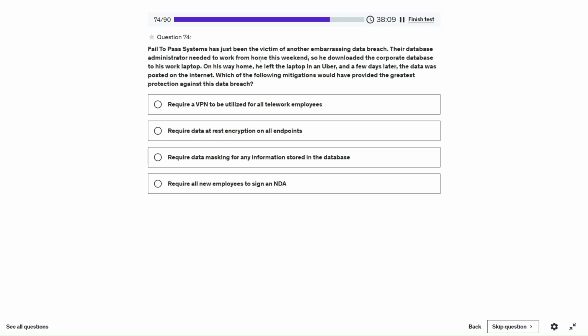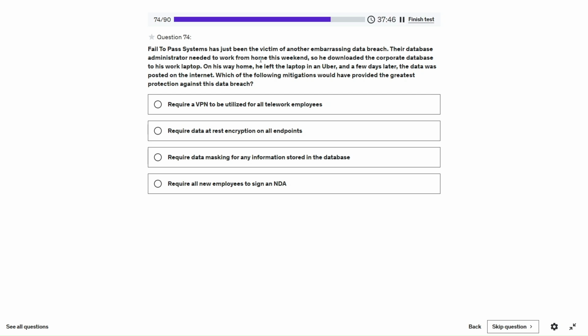A company has just been a victim of another embarrassing data breach. Their database administrator needed to work from home this weekend, so he downloaded the corporate database to his work laptop. On his way home, he left the laptop in an Uber, and a few days later, the data was posted on the internet. Which of the following mitigations would have provided the greatest protection against the data breach?